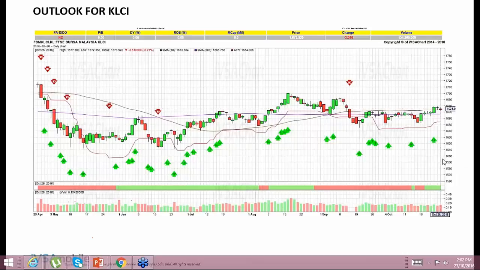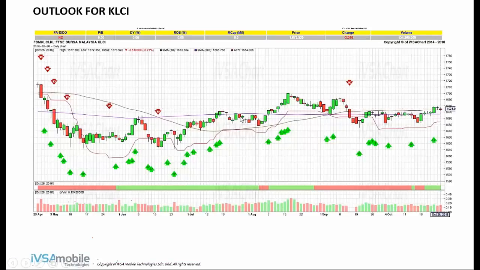All right. As you can see, this is how our iVSA chart looks like, the indicators. The green sign here means sign of strength, or Julius has been trading. That's good. And the red sign here is a sign of weakness. iVSA chart has clear indicators that give us the directions of the chart as well.